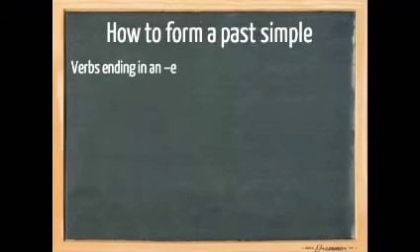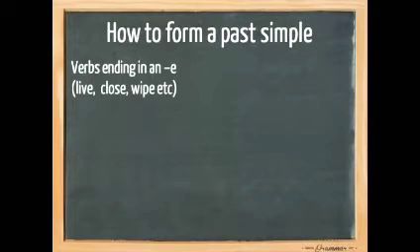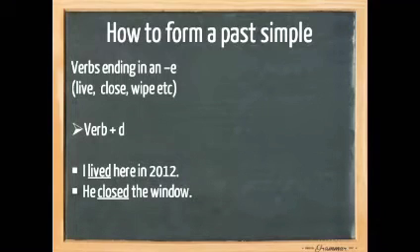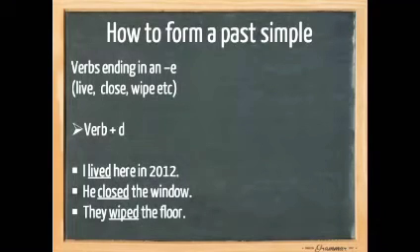We need to pay extra attention to verbs that end in an E, such as leave, close, and wipe. With these verbs, we use the infinitive form of the verb, but we only add a D. For example, I lived here in 2012. He closed the window. They wiped the floor.